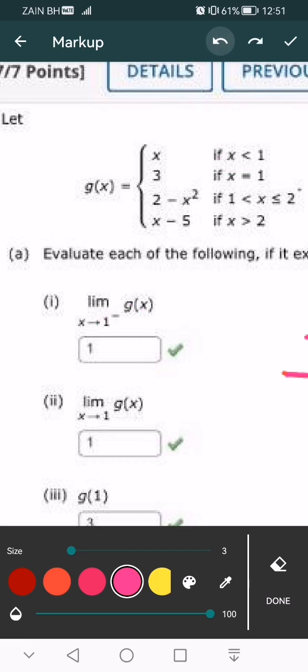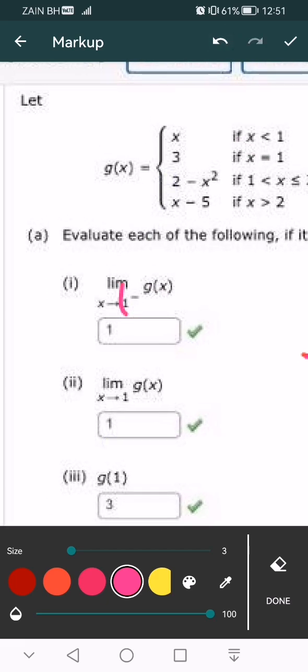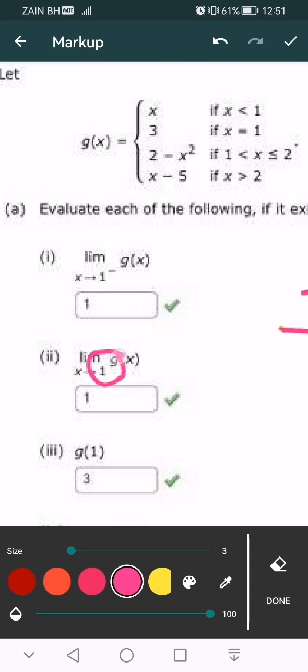I will substitute x by 1, so I remove the x, and the function gives 1. So the value is 1. Again, limit x goes to 1 means I approach 1, not at 1. There is a difference. I approach 1, not at 1.